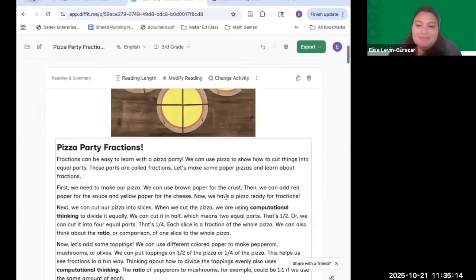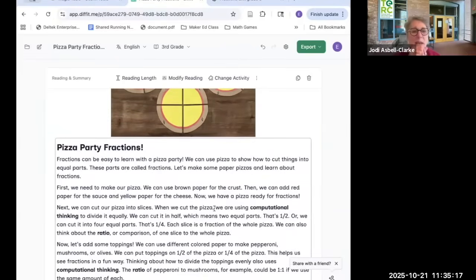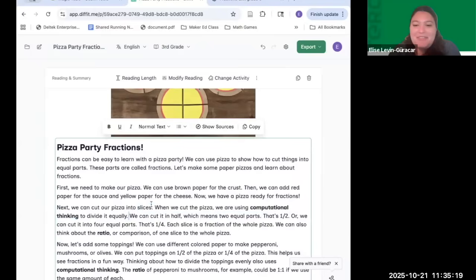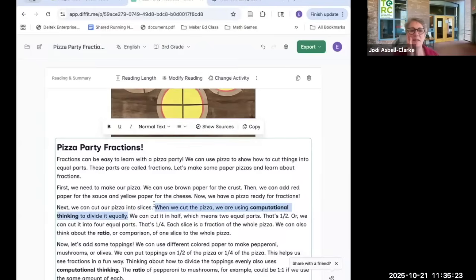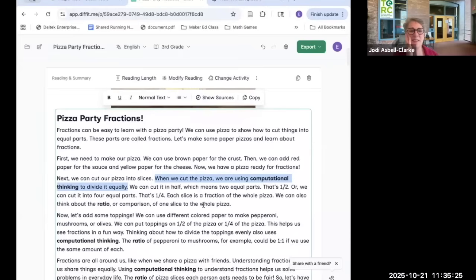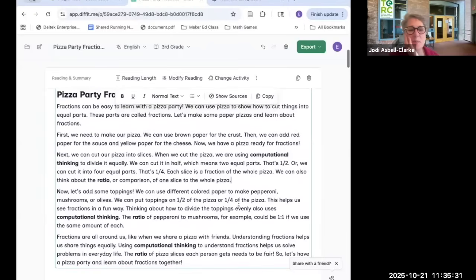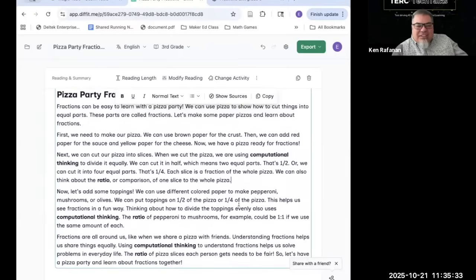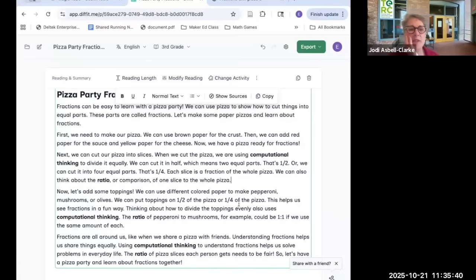Okay. So it did take the computational thinking, but I bet it's not a very... Yeah, that's not a good use of the term computational. So we're using computational thinking to divide it equally. But equally, no, yes. So that shows another reason why this isn't... Using computational thinking helps us solve problems in everyday life. It's very generic.